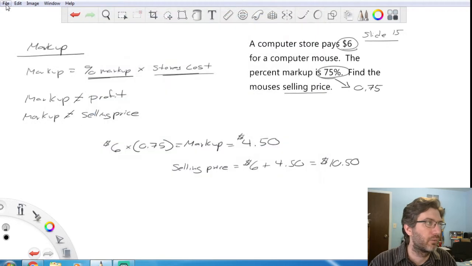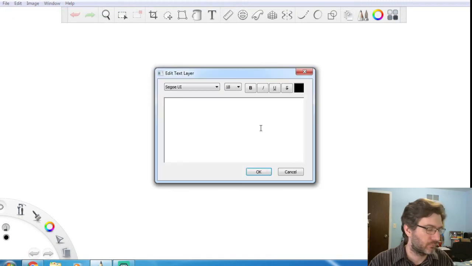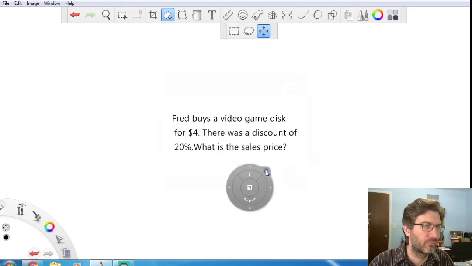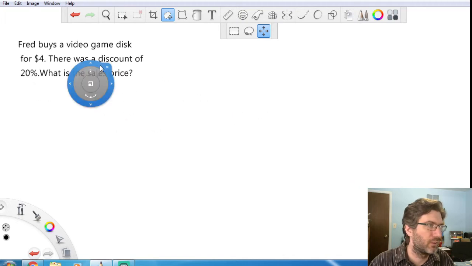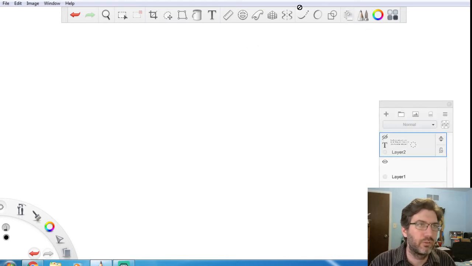Oh, this is a discount one. I didn't want to get into discount yet. Let me find another markup one first. Number 3 is markup. We'll do that one in a second.